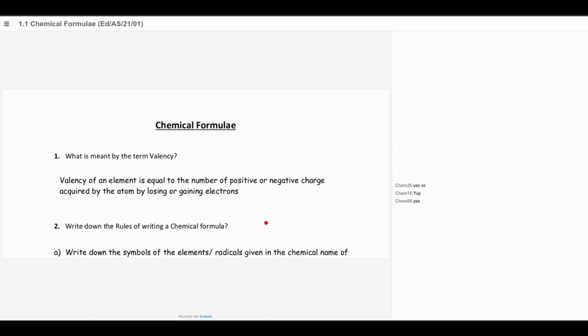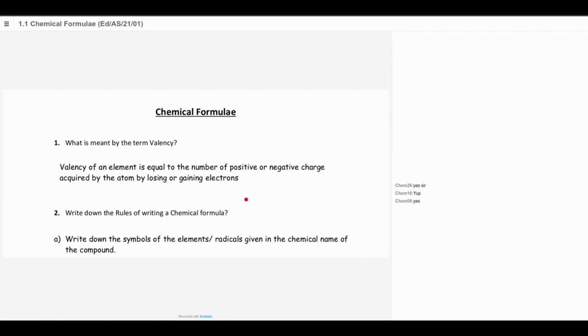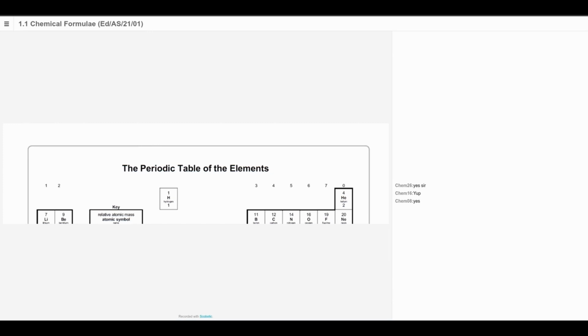Now, when it comes to chemical formulae, which is the plural of formula, the most important thing is we don't memorize formulas. We don't memorize anything. We just derive the formula with the help of the valency of the elements. Now we know what valency is, right? The valency of an element is defined as the positive or the negative charge acquired by an atom by losing or by gaining electrons. So by analyzing the group number of the elements in the periodic table, we can easily predict the valency.